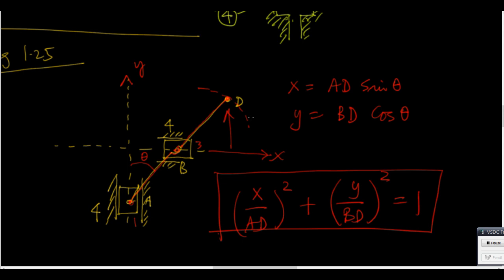Okay. If AD is equal to BD, then it will be a circle. For AD to be equal to BD, D has to be at the midpoint here. Okay. All right. That's the end of this lecture.